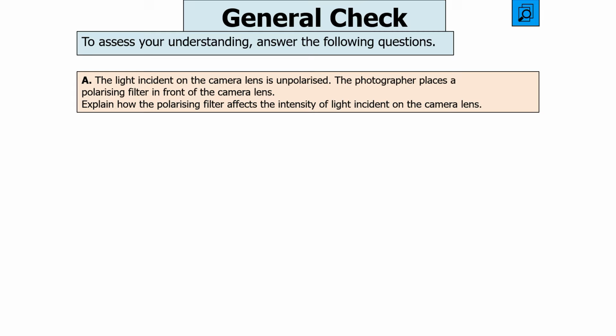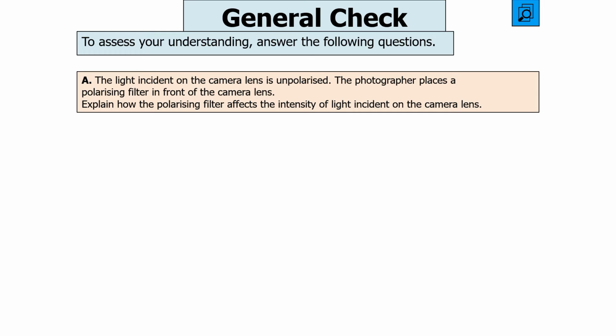The next question says, the light incident on the camera lens is unpolarized. The photographer places a polarizing filter in front of a lens. Explain how the polarizing filter affects the light incident on the camera lens. Pause the video now, then unpause the video when you want to go through your answer.